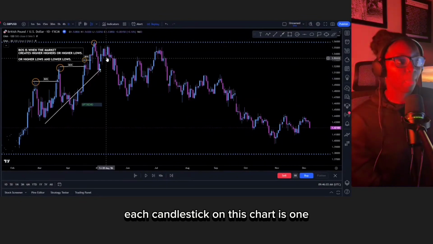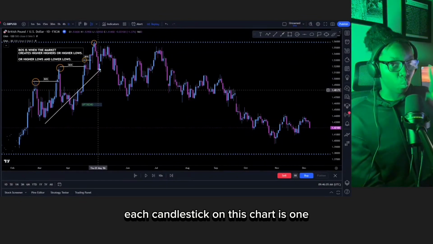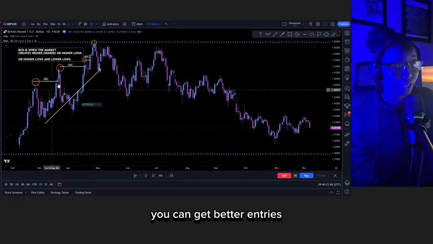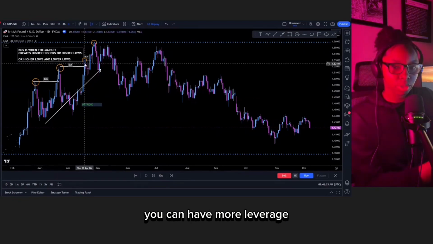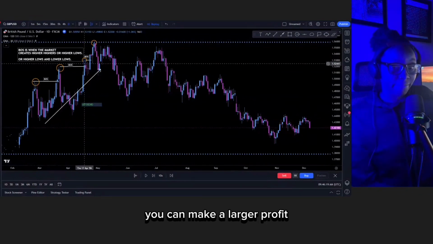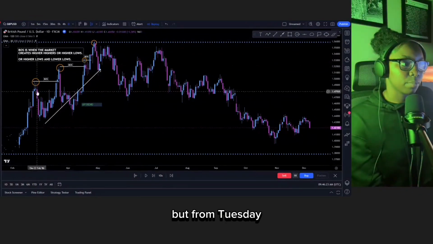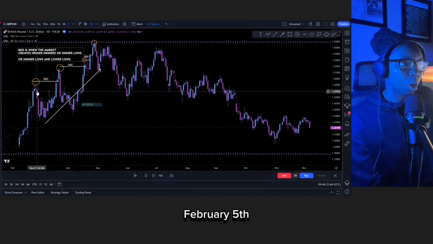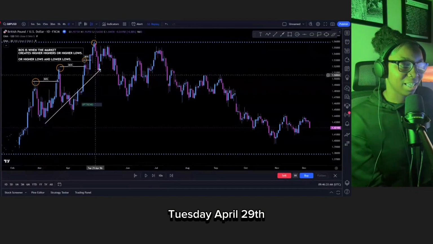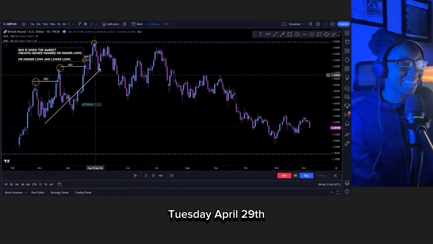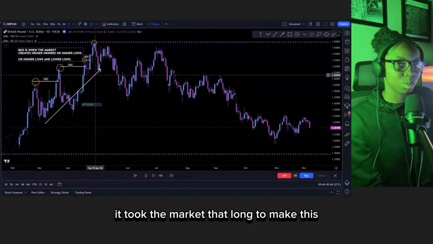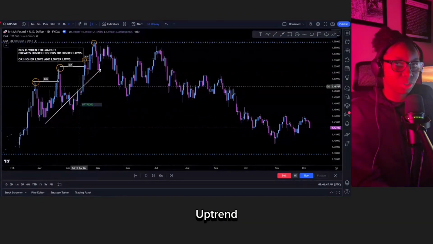Each candlestick on this chart is one full day. On a higher time frame you can get better entries, you can have more leverage, more room to sit on your trade, and you can make larger profits. But from Tuesday, February 5th, all the way to Tuesday, April 29th, it took the market that long to make this uptrend.